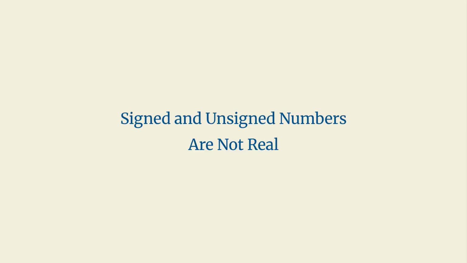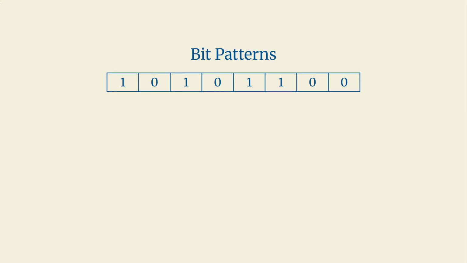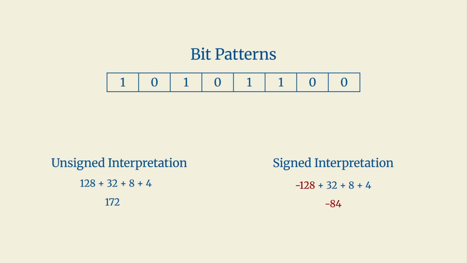When people speak about signed and unsigned numbers, they do so in a way which implies that signed and unsigned numbers are a real thing, but this is not the case. The only thing that really exists is bit patterns. And bit patterns are just a sequence of zeros and ones that are stored inside of your computer. It is not until we interpret that bit pattern that we get something that has a meaning.